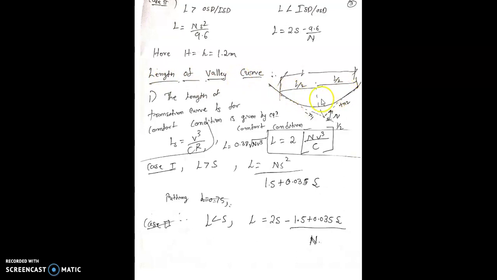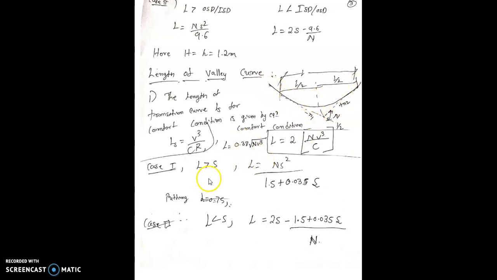In valley curve, we don't design for SSD or OSD. Why? Because whichever vehicle is coming in this downward direction, the driver has the clear visibility. The driver has the clear visibility of whichever vehicle is coming in opposite direction or where he has to stop the vehicle. But what happens in the valley curve?